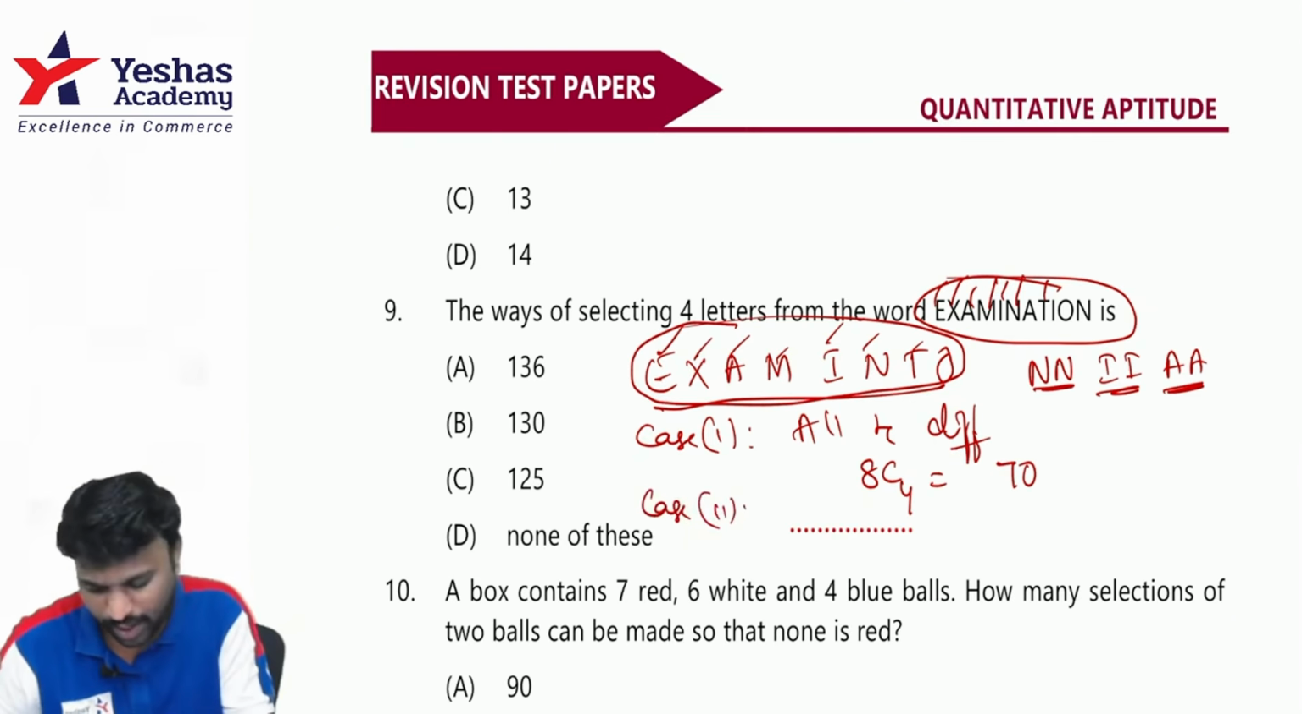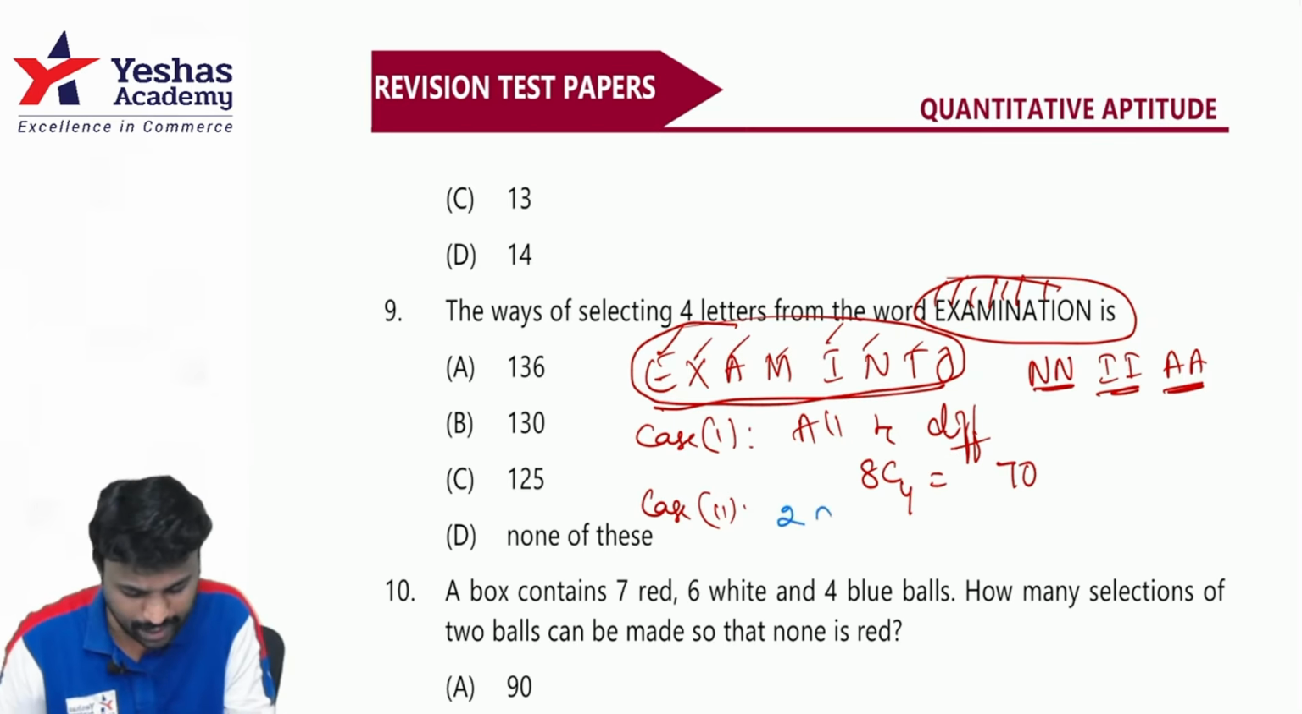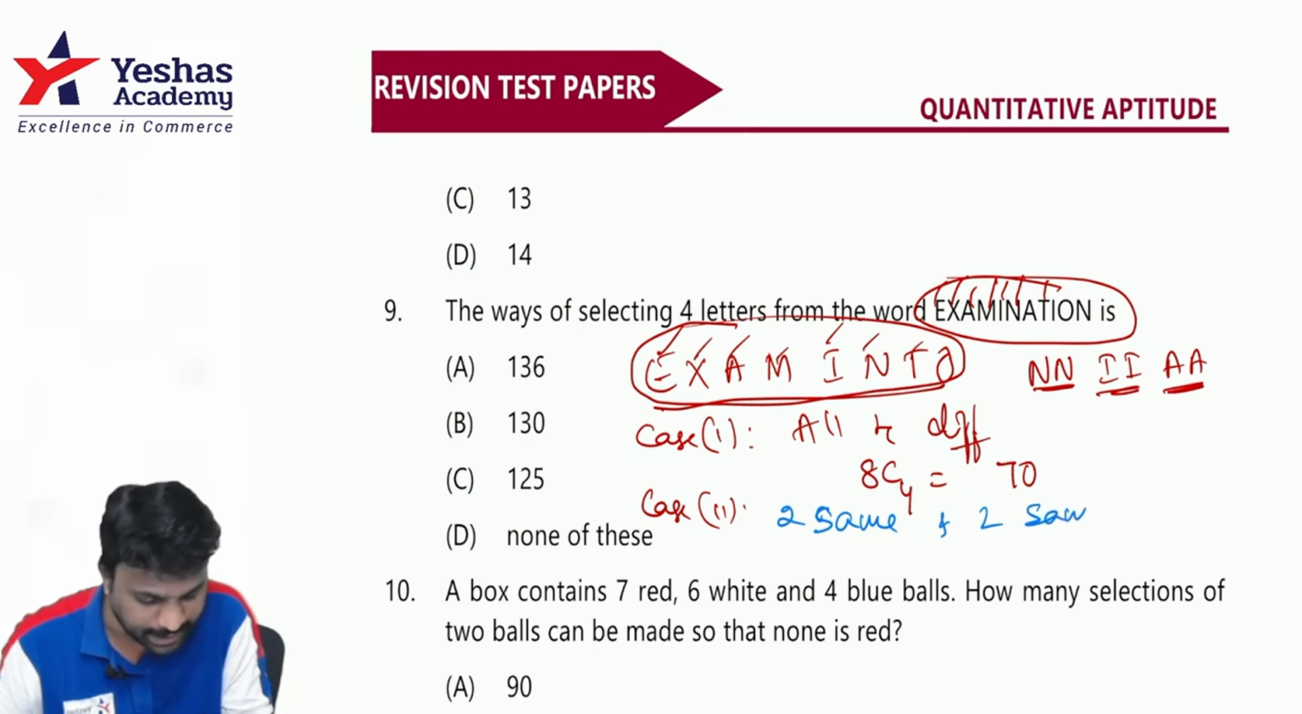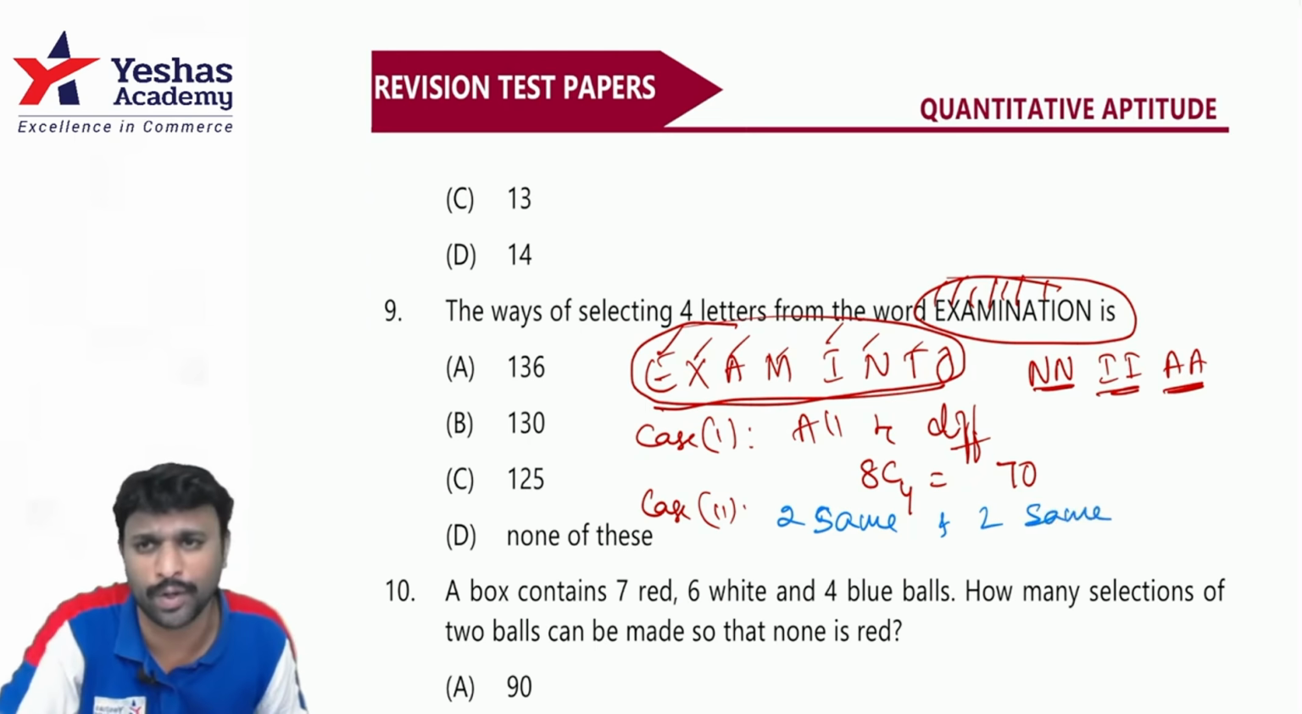Now what is case 2? Case 2 is basically 2 letters the same and 2 other letters also the same.